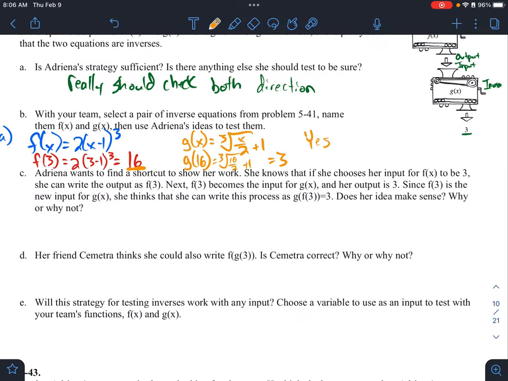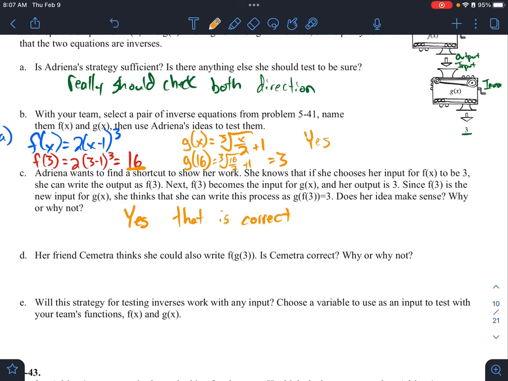It says, Adrian wants to find a shortcut to show her work. She knows that if she chooses her input for f of x to be 3, she can write the output as f of 3. Next, f of 3 becomes the input for g of x, and her output is 3. Since f of 3 is the new input for g of x, she thinks that she can write the process of g of f of 3 equals 3. Does her idea make sense? Why or why not? Yes, this is how you would write it.